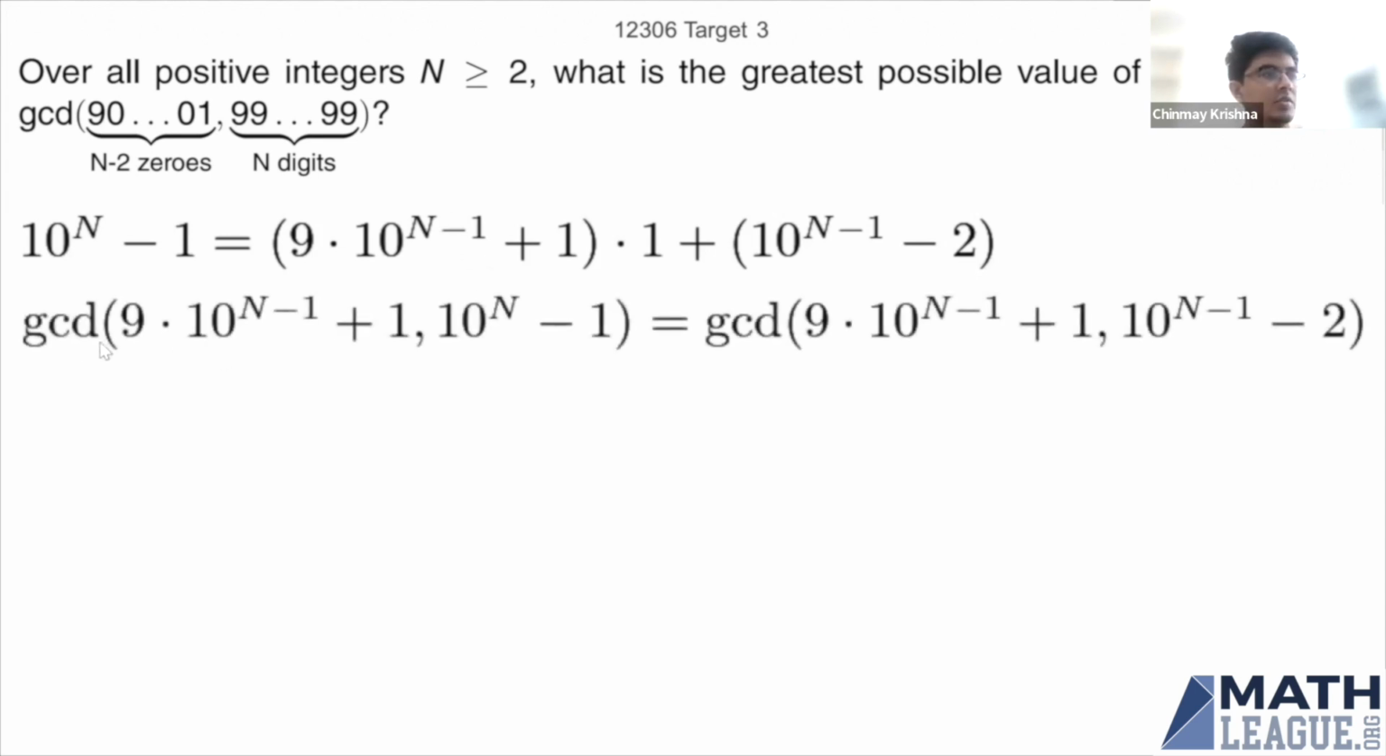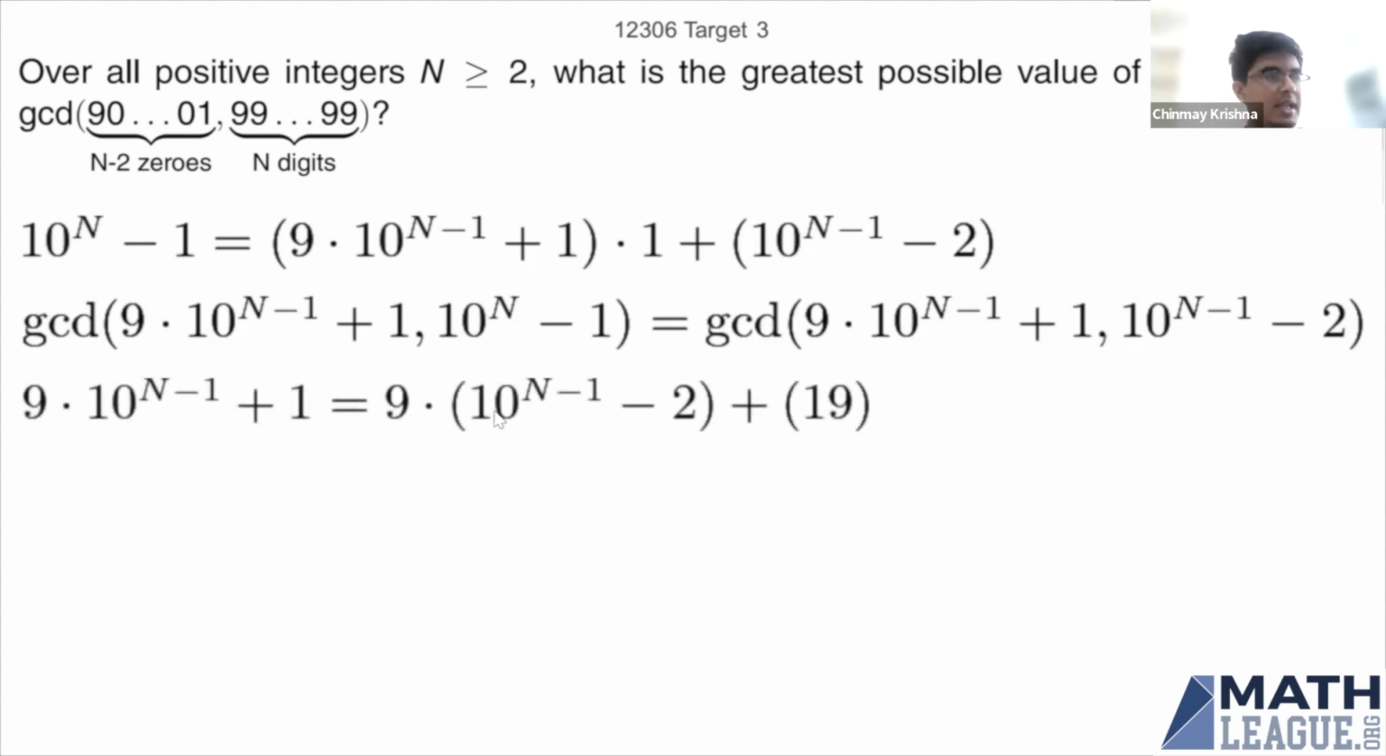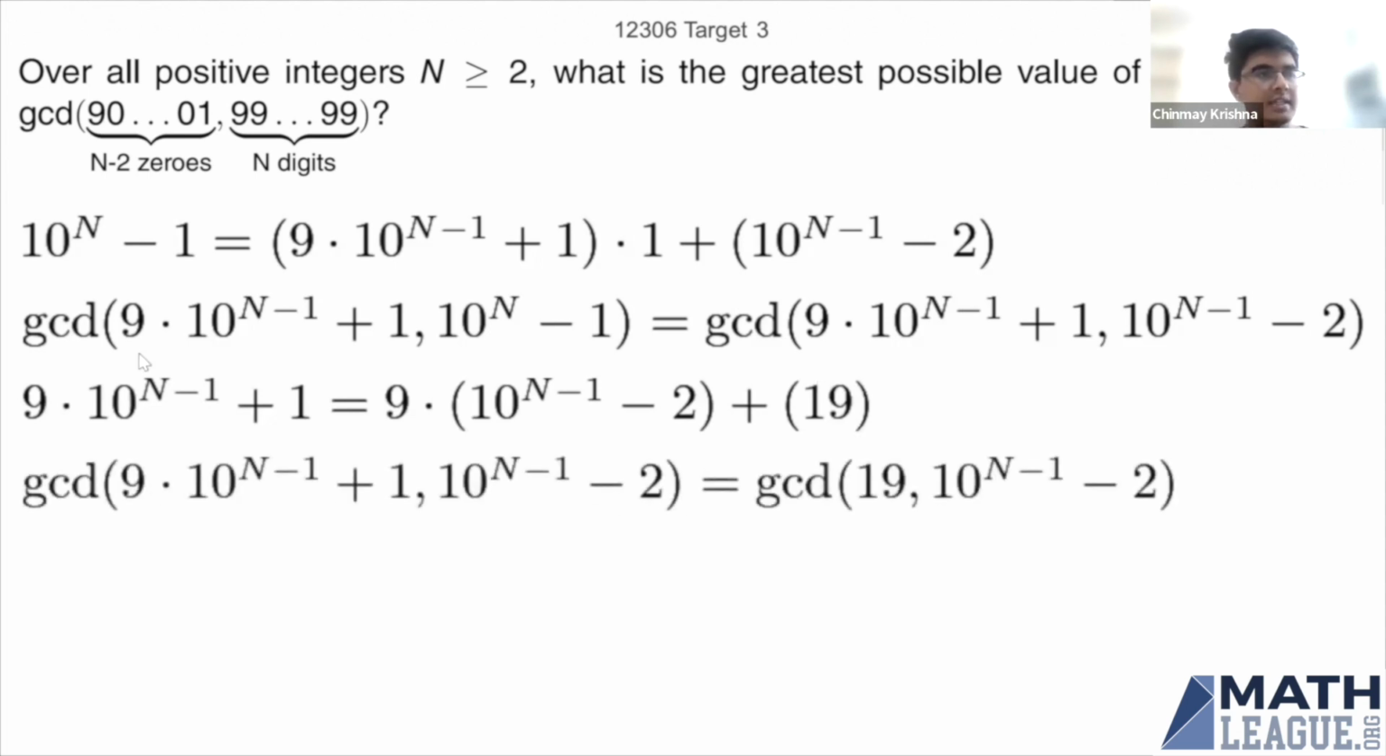So we just simplified this greatest common divisor into these two new terms. So we have the first term is still the same, but now we're looking at the remainder. And so let's just apply this once more. So if we're looking at the remainder when we divide 9 times 10 to the n minus 1 plus 1 by 10 to the n minus 1 minus 2, we can take out 9 factors, and then we'll have a remaining 19. So that can simplify this greatest common divisor into 19 and 10 to the n minus 1 minus 2.